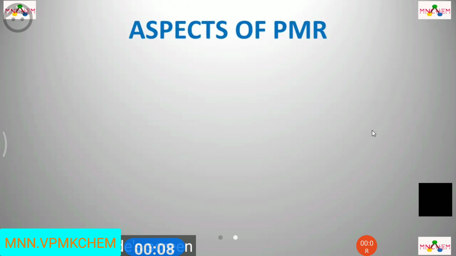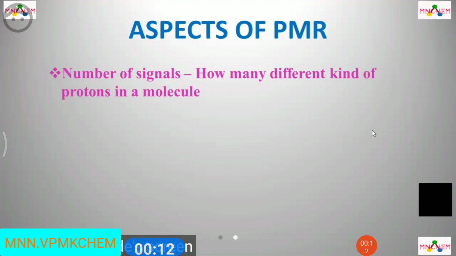Yesterday we discussed these aspects of NMR. So in continuation with this, let's have a quick revision. What we get is the number of signals in that NMR spectra, and that tells us about how many different kinds of protons are there in a molecule.